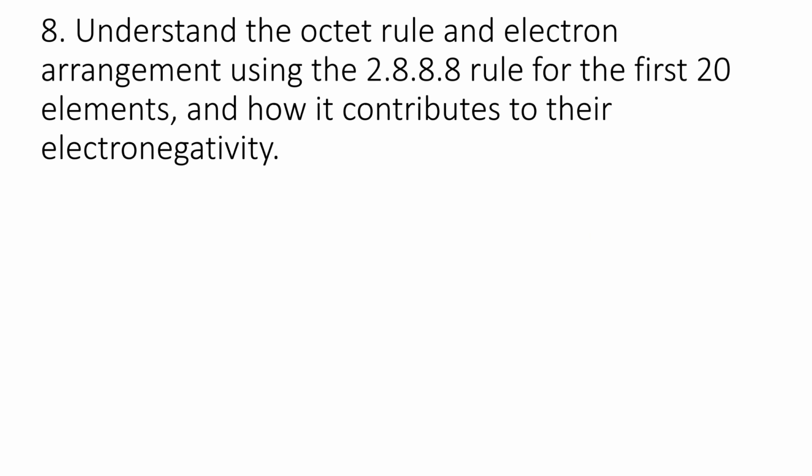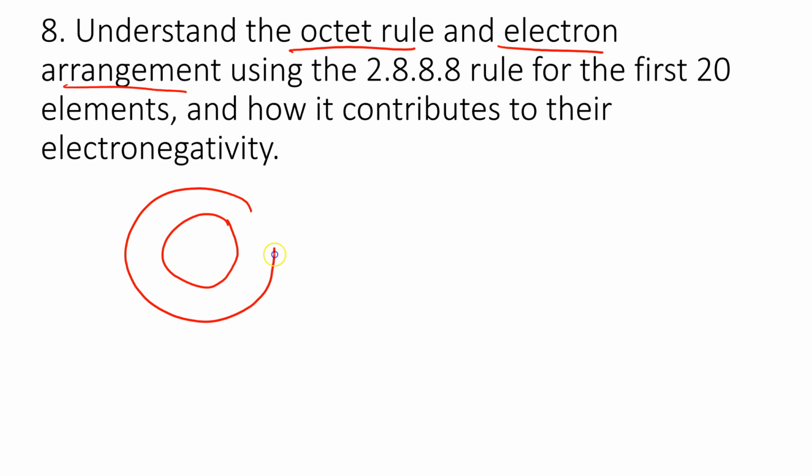Understanding the octet rule and electron arrangement. The octet rule and electron arrangement is just a way of how we put electrons into their respective shells, right? We know that shells have different levels. The closest one is shell number 1, the second one is shell number 2. And there is a maximum number of electrons that we can put into each shell.